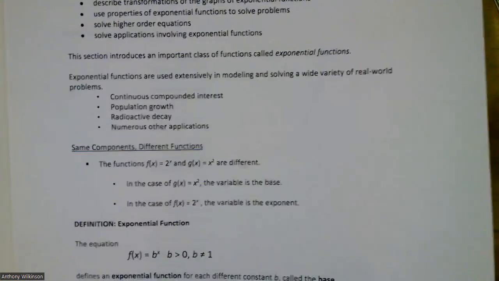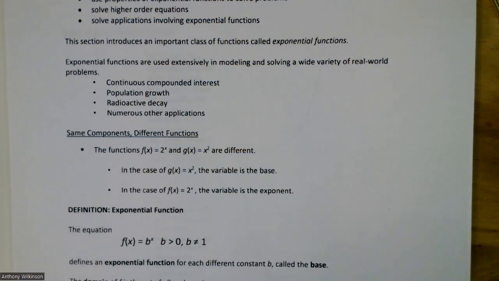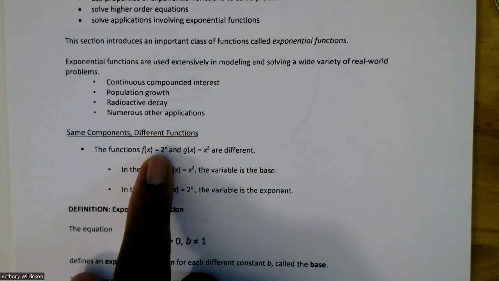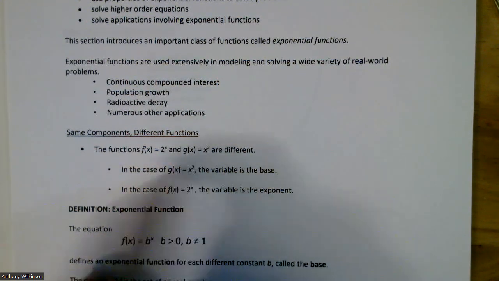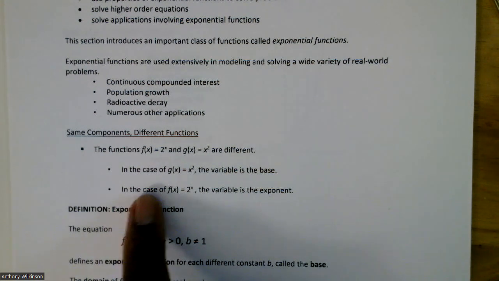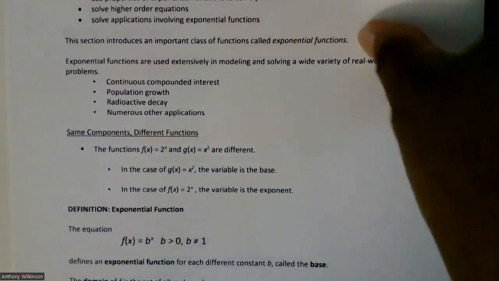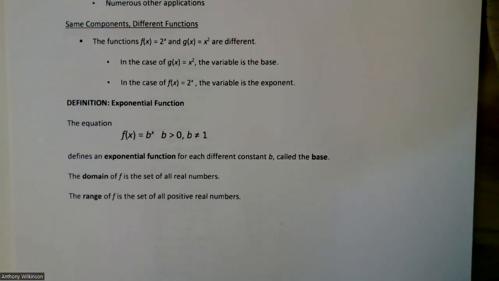Now, here's something where we deal with the same components, but it's going to be different functions here. The function f of x equals 2 raised to the power of x is different from g of x equal to x squared. Here in this case, f of x is equal to 2 to the x, that's an exponential function, whereas g of x equal to x squared, that is a quadratic function in this case. So for the case of g of x equal to x squared, the variable is the base. But in the case of f of x equal to 2 raised to the x, your variable x is going to be the exponent.